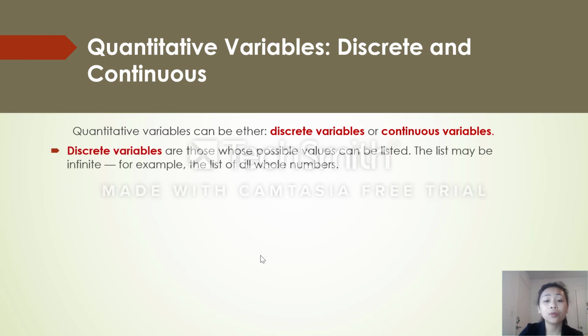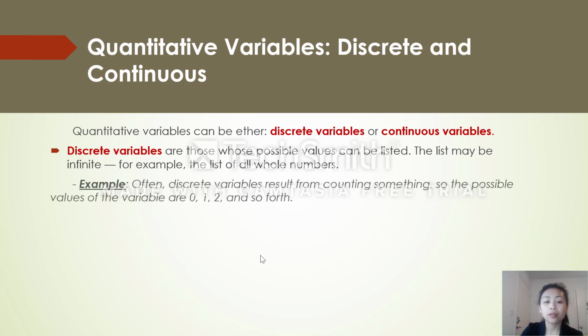Quantitative variables can be either discrete or continuous. Discrete variables are those whose possible values can be listed. The list may be infinite, for example, the list of all whole numbers. The list of whole numbers starts with 0, then 1, 2, 3, 4, 5, and so on, and never stops. Often, discrete variables result from counting things. So possible values of the variable are 0, 1, 2, and so forth.